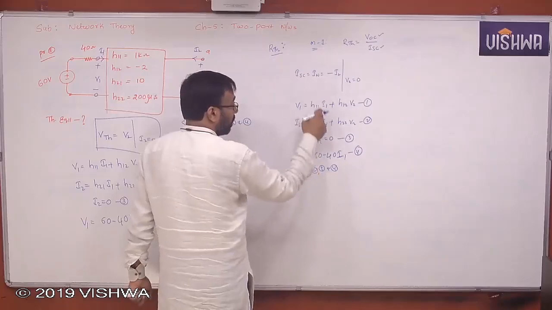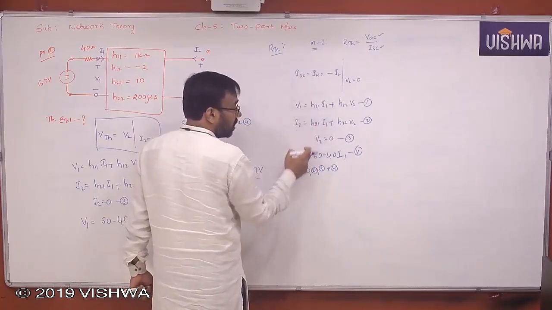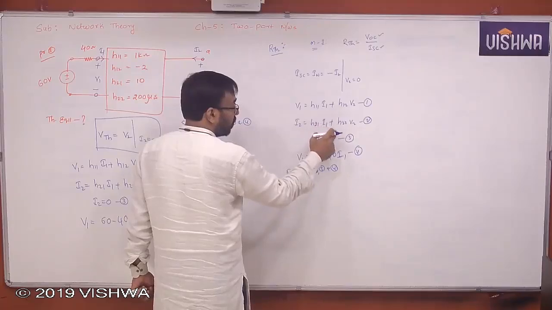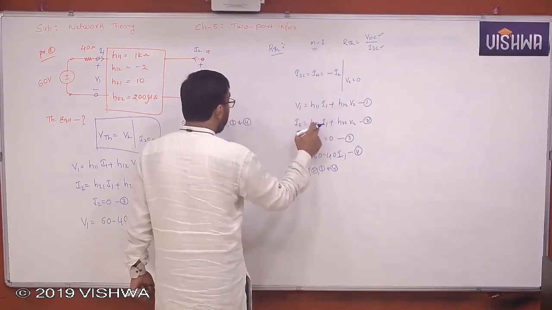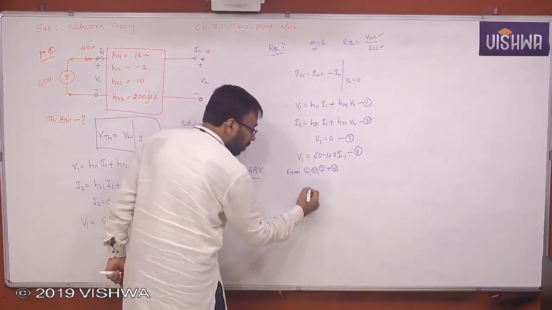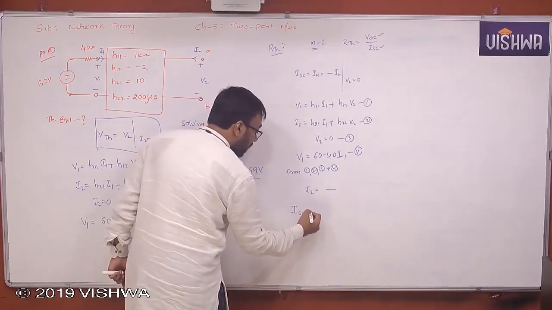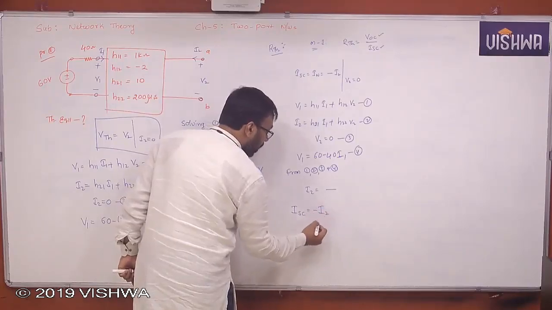And you substitute that I1 here, you will get the value of I2. Already you know H21. So substitute here, 60 by 40 plus H11 is nothing but I1. Already H21 is there. What is H21? 10. Then you will get I2. So you get I2 value here. And the I Nortons or ISC is nothing but, okay, minus I2.